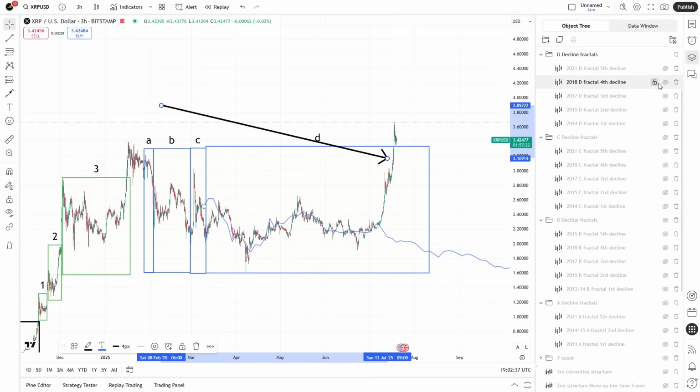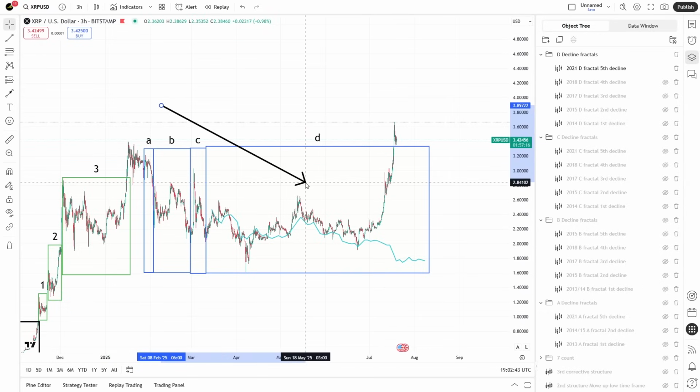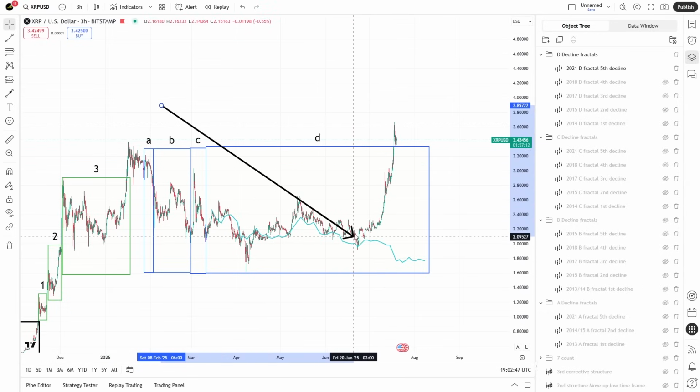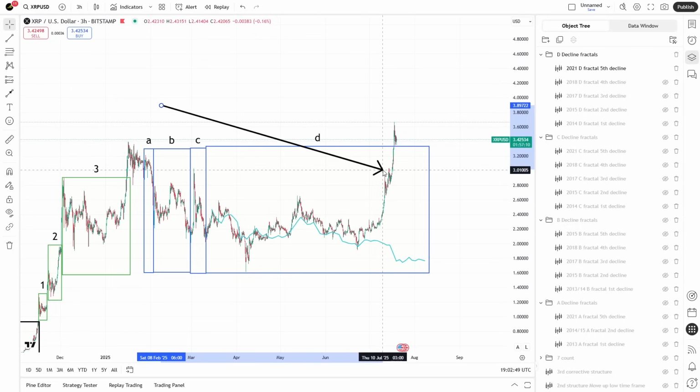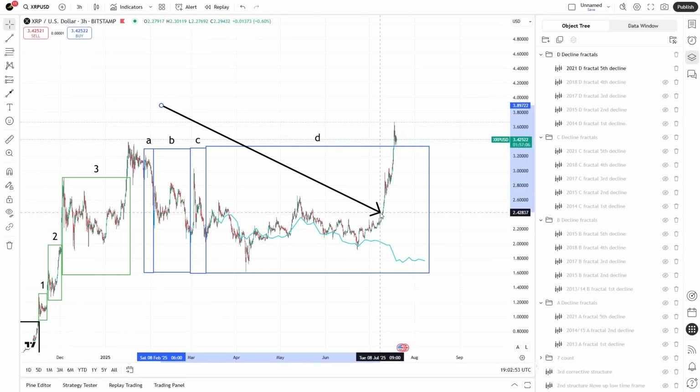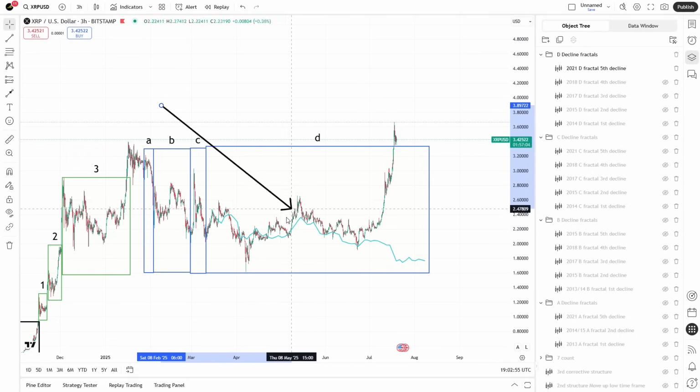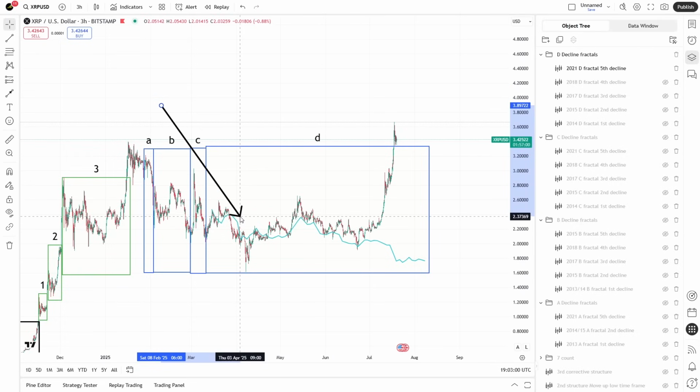So clearly something happened that does not comport to what fractal D should do in a decline. In fact, it's just like a clean break. There has never been a time in history where in fractal D you make a new all-time high. But what we could see is that everything else did match, which is really interesting. Okay, now we're going to have to step back and analyze this.